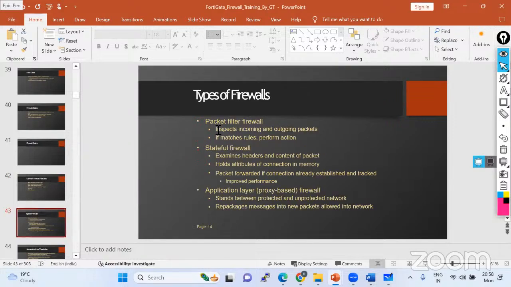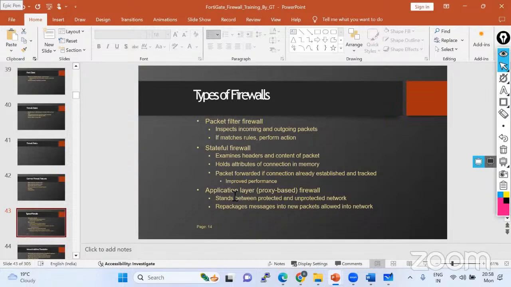Types of firewall: they inspect the incoming and outgoing traffic. Stateful firewall and stateless firewall we have just discussed. Packet filter firewall is stateless. Stateful firewall is going to maintain the states. We already discussed the application layer firewall. That's the next generation firewall. They understand. So the stateful firewall is also the next generation firewall, which has the capability to understand all the applications.